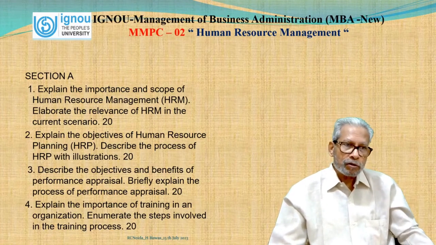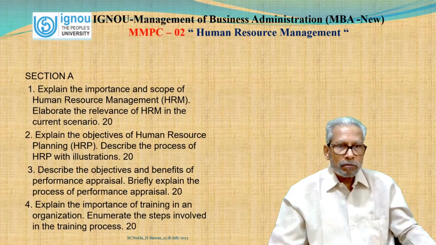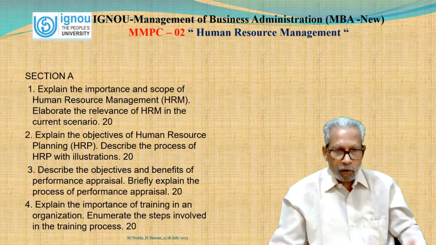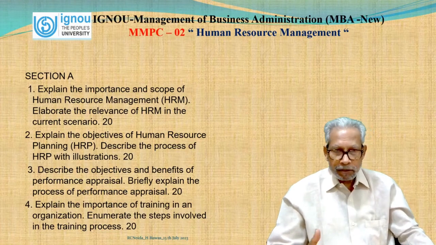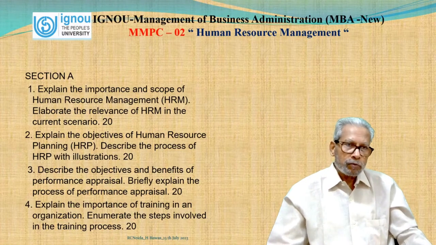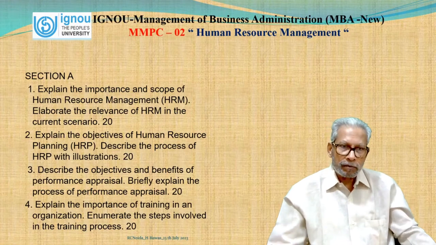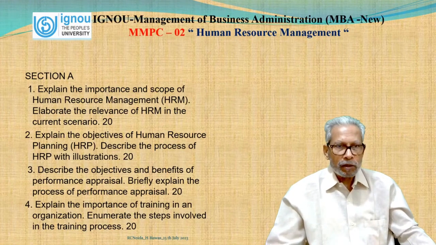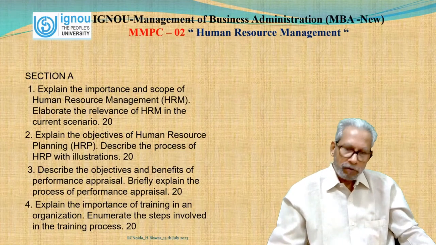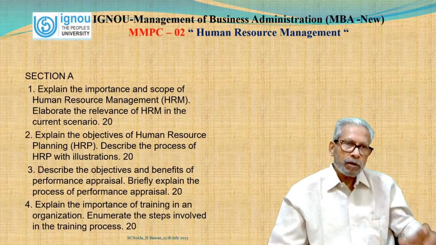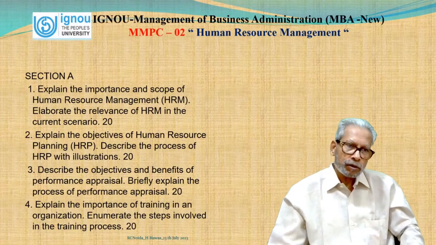Explain the objectives of human resource planning. There are some objective questions where you have to describe, and in the description part you mention different processes of HRP, human resource planning. This is from block 2. First of all, analyze which block a previous question has come from. The answer is all available in the study material itself. You have to go through it and write in your own way, giving definitions, introductions, some functional areas, and your conclusions.